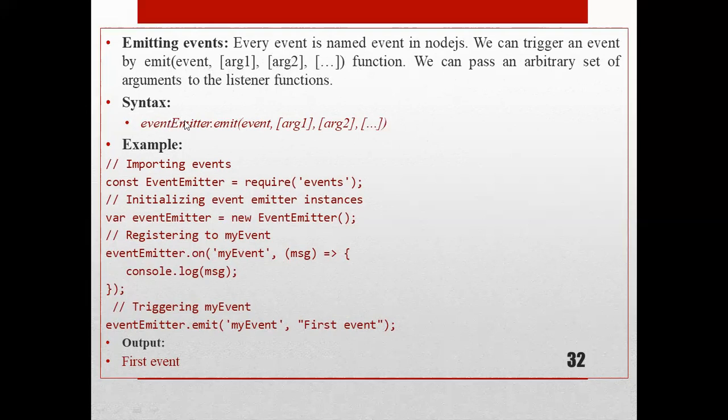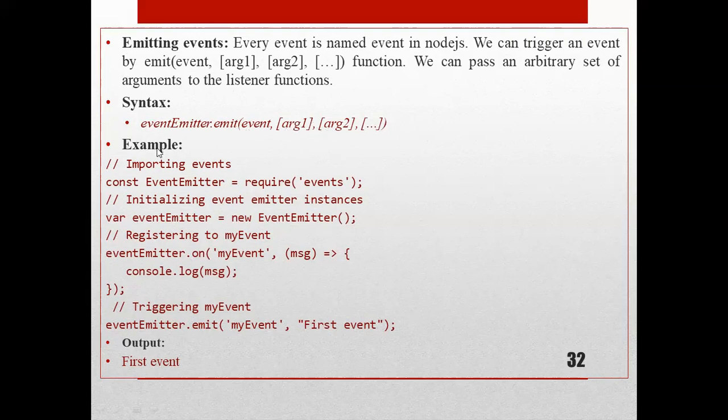See the syntax for emitting events: emitter.emit, and inside the brackets the event, argument 1, argument 2, and so on. We can pass multiple arguments with that event.